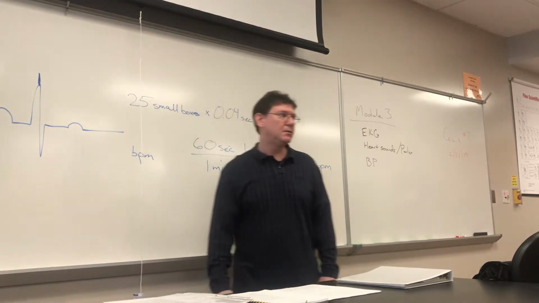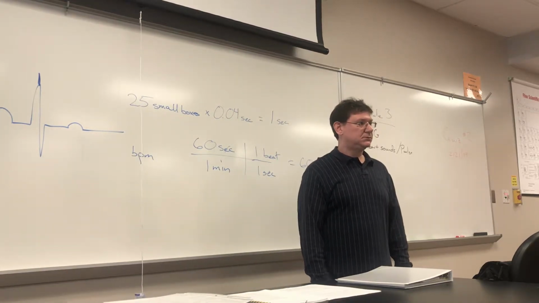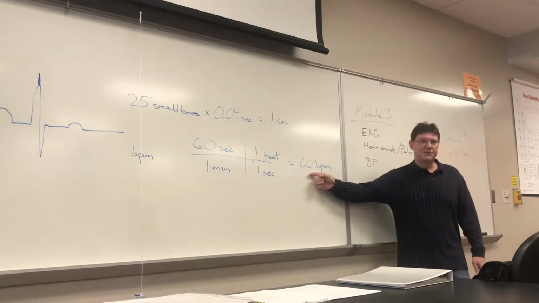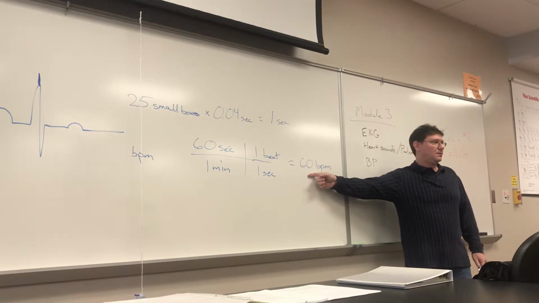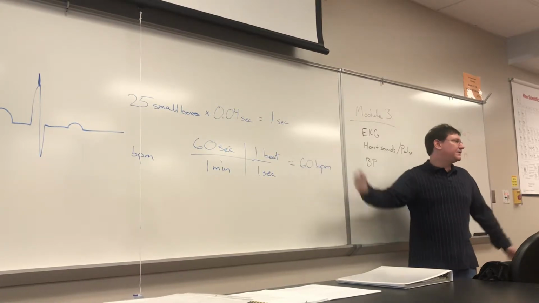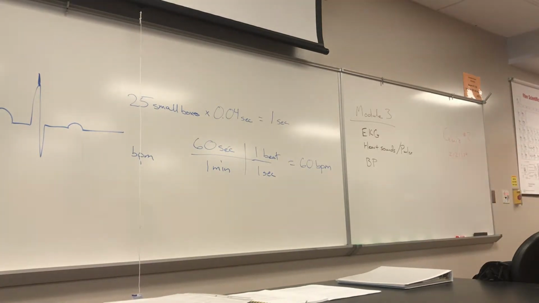What's the healthy range? After you get each of these, is there a range? 60 to 100. Is this person tachycardic? No. Are they bradycardic? No. Are they in normal sinus rhythm? Yes, they're at 60. They're not below 60 and not above 100. Easy enough? Want to practice another one?